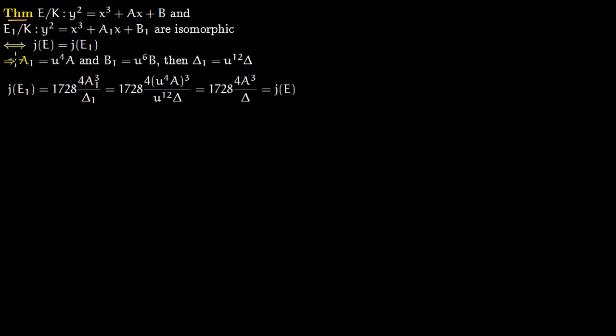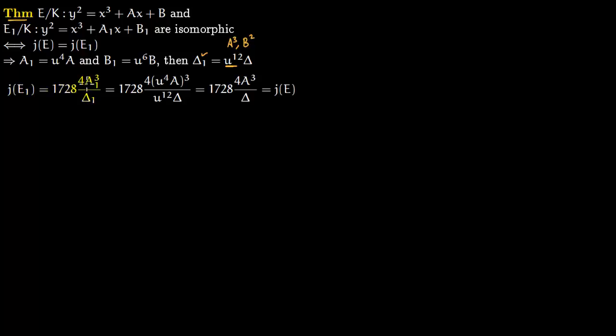First you assume that the curves are isomorphic. If the curves are isomorphic, we have already seen that a1 is equal to u^4 times a and b1 is equal to u^6 times b. And then we also talked about how delta 1, that is the discriminant of the curve E1, is equal to u^12 times delta, which is the discriminant of the curve E. That is precisely because the only variables are a cube and b square in the discriminant, and you cube this u^4 you get u^12, you square this u^6 you get u^12, and that's what you are taking out.